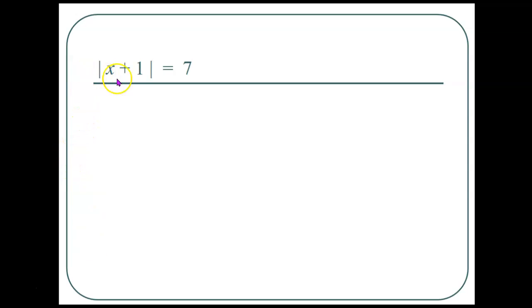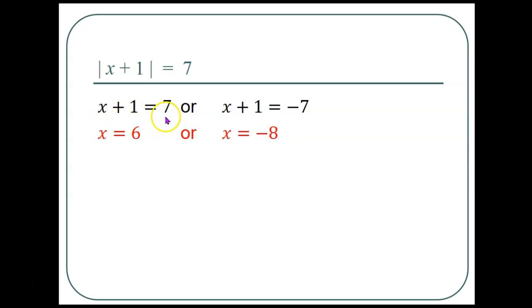The absolute value of x plus 1 equals 7. So here the expression inside the absolute value bars is x plus 1. The positive number that the absolute value is equal to is 7. So the two separate equations are x plus 1 equals 7 or x plus 1 equals -7. Now all we have to do is solve each one of those by subtracting 1 on both sides. Here, if I subtract 1 on both sides, I get x equals 6. Here, if I subtract 1 on both sides, I get x equals -8. So those are the two solutions to that equation.